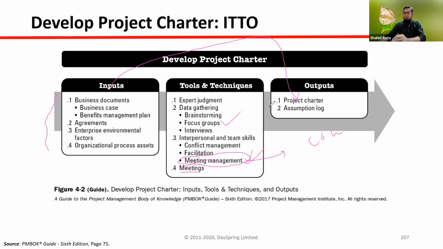You see, this is the main output. What is the main output here? Project charter. But there is an additional output, the assumption log. That means I have already defined what an assumption is. We are considering these things will be true for the whole project life cycle. Those things are assumptions, right?